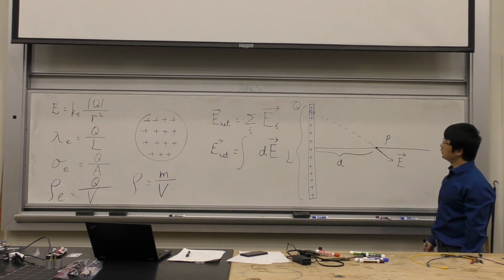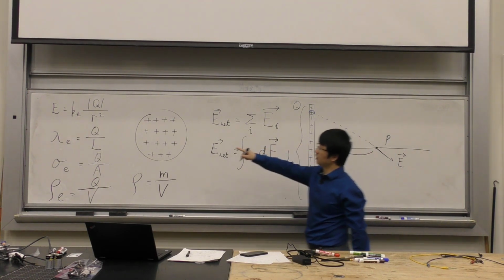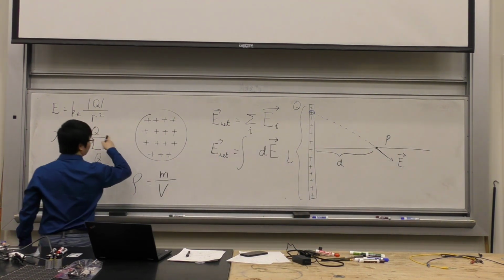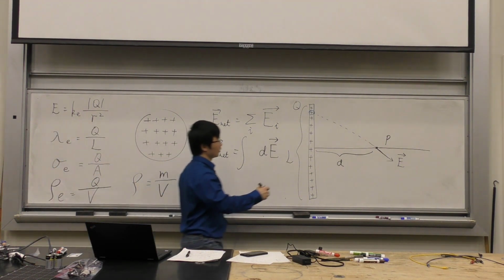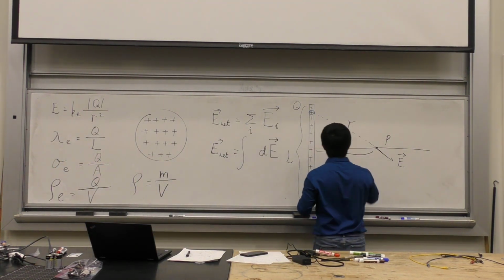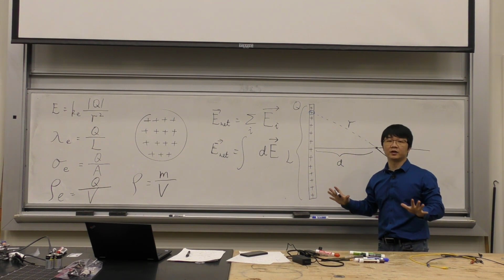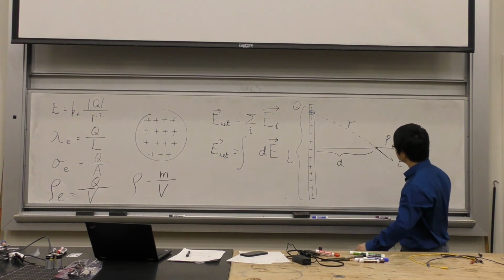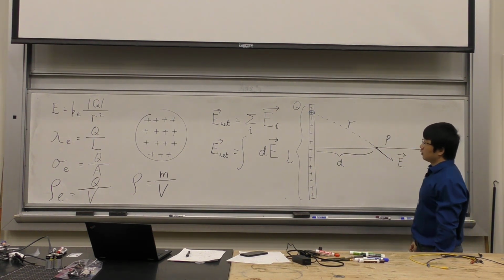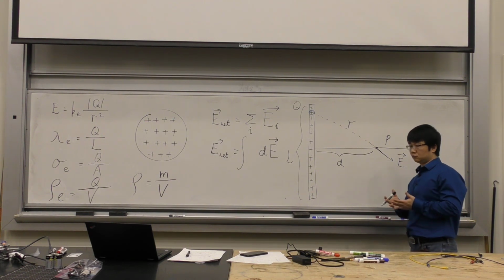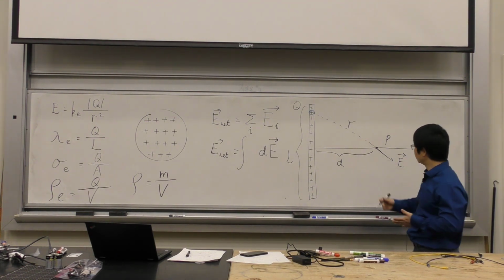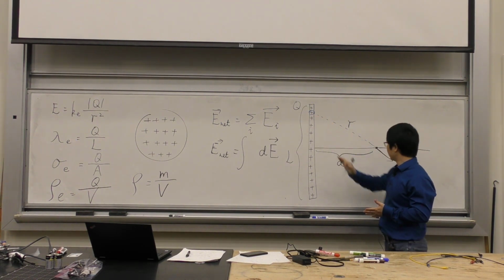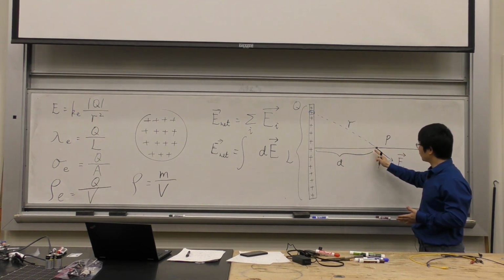Now, what about the magnitude? Magnitude is still going to be Ke times whatever the charge is, divided by the distance squared. Now, the distance is going to be this. I don't have numbers, that's fine, we're working with these symbols. So that's how I would find the magnitude and direction of the electric field created by this small charge right at this point P.